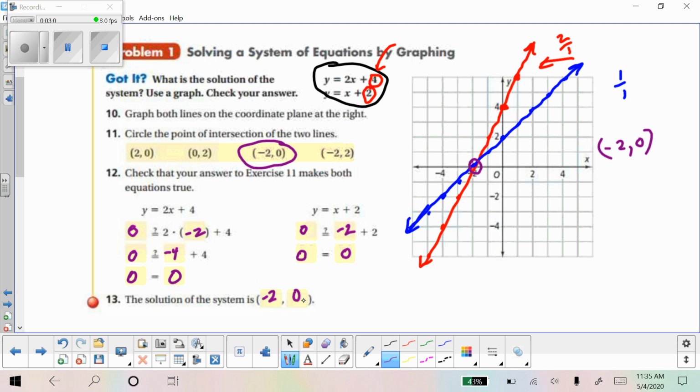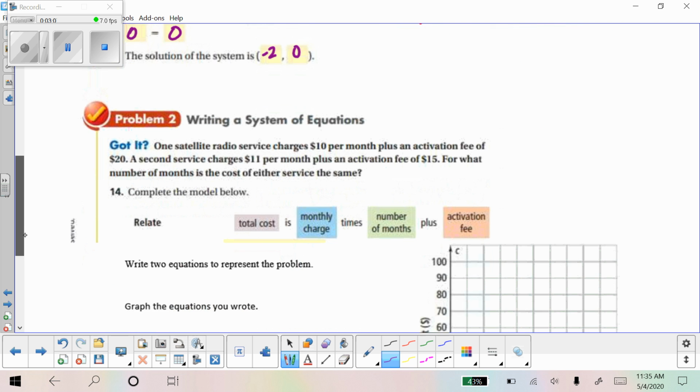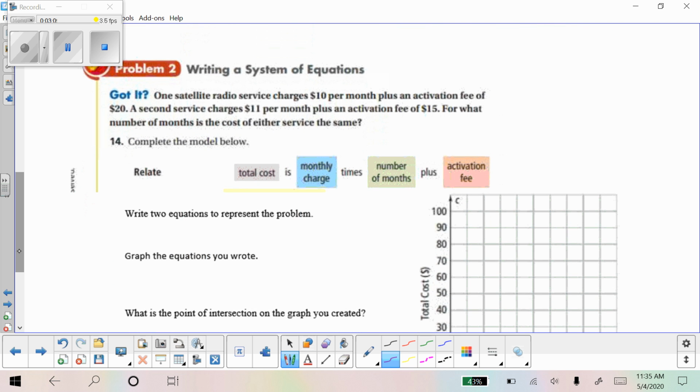So basically, we're just trying to figure out where the lines cross. If we can figure that out, we got the common solution. Okay? So what I'd like you to do here is pause and then go ahead and write the equations you think are represented by this and graph those equations and see if you can figure out where they cross.